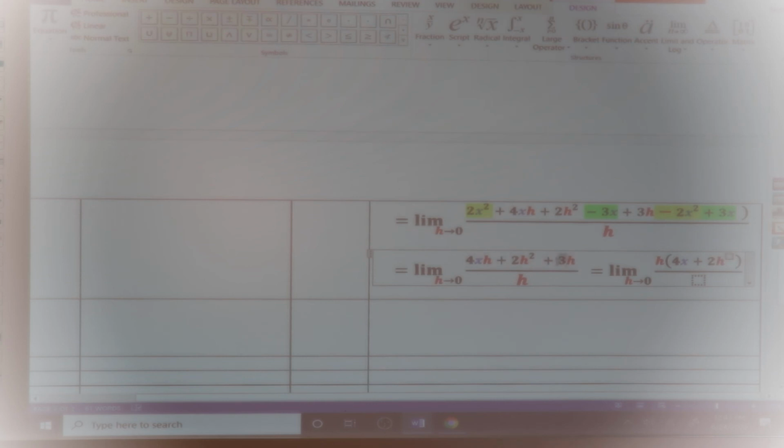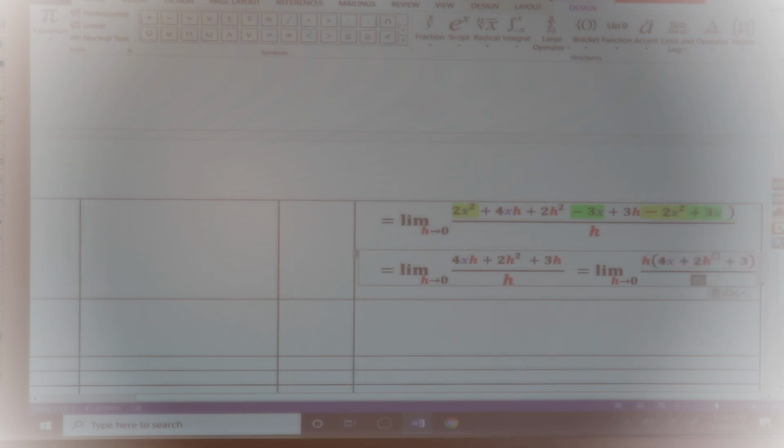Plus 3. Plus 3. And here what do we have? Only h. Okay. Now what happens to h with h? This h and this h cancel. Right? They cancel.